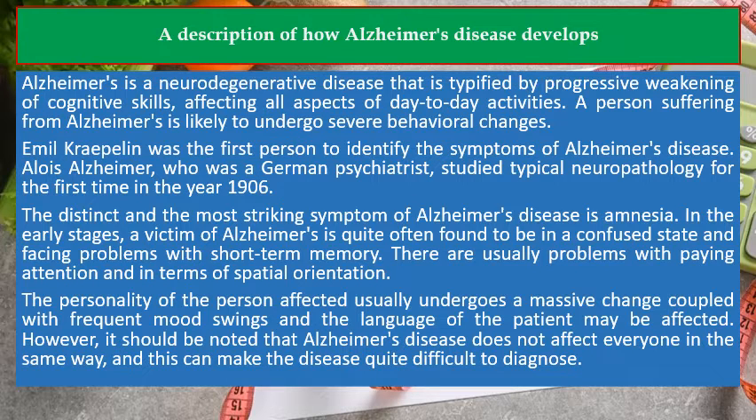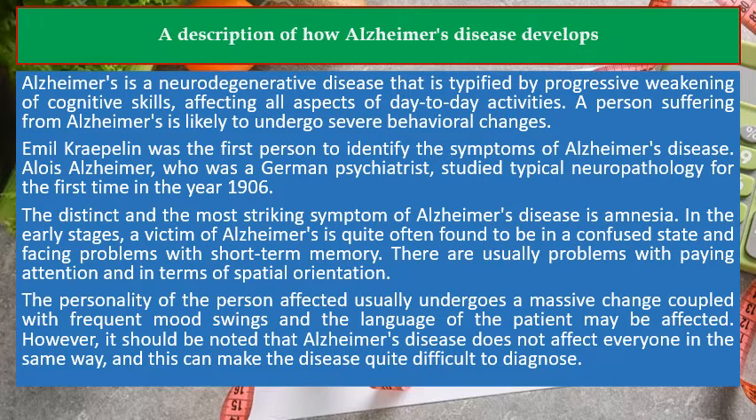Alois Alzheimer, who was a German psychiatrist, studied typical neuropathology for the first time in the year 1906. The distinct and the most striking symptom of Alzheimer's disease is amnesia. In the early stages, a victim of Alzheimer's is quite often found to be in a confused state and facing problems with short-term memory. There are usually problems with paying attention and in terms of spatial orientation. The personality of the person affected usually undergoes a massive change coupled with frequent mood swings, and the language of the patient may be affected.